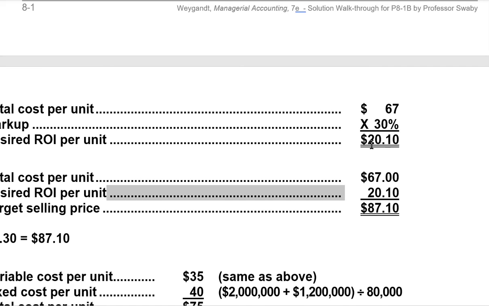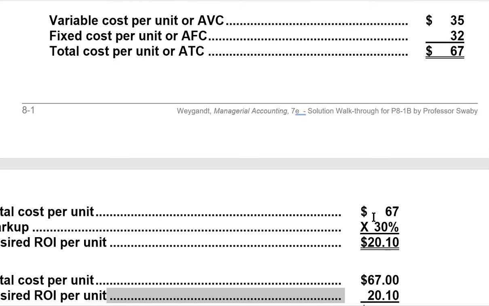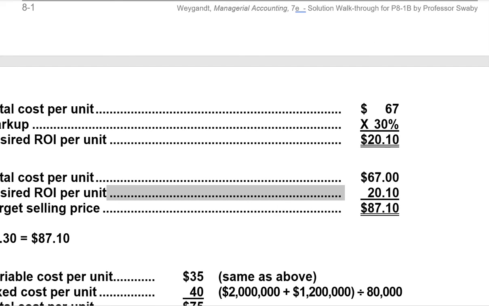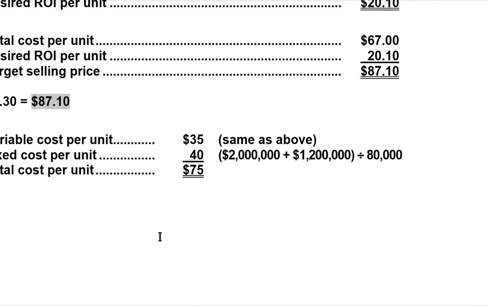The next thing we want to calculate is the desired return on our investment, and it's supposed to be equal to 30% of the cost. And so if we were to take the $67 that we calculated and find 30% of that, we would get $20.10. So that's the amount of profit that we're going to be adding to the cost to determine our selling price. So what we're going to do now is take the total cost of $67, add on the markup of $20.10, and that would give us $87.10. Please note that mathematically you could take the $67, which is the average total cost, and multiply it by 1.30, and that would give you the same result of $87.10.